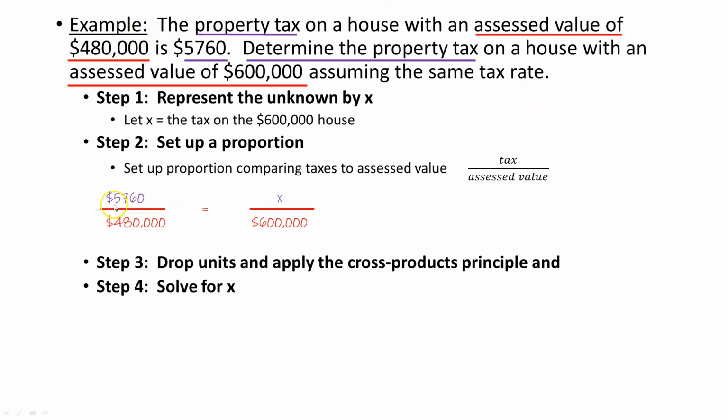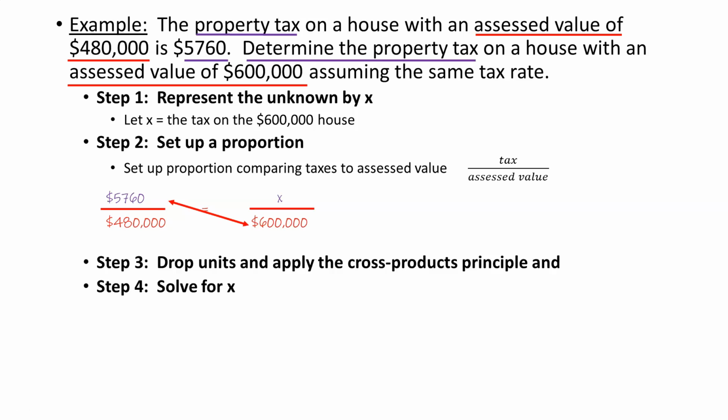So we have 5,760 is tax and assessed value is 480,000. So we have to set up the second proportion so that we have tax on the top and assessed value on the bottom. So the assessed value is $600,000. And we don't know what the property tax on that amount is. Okay? So now we're going to drop the units, so we're not going to pay attention to the dollars anymore, and apply the cross products principle.